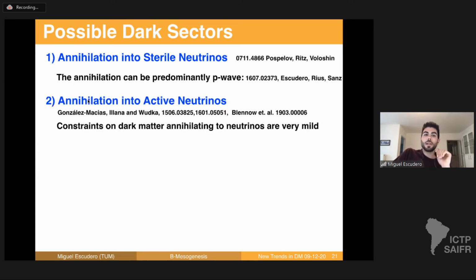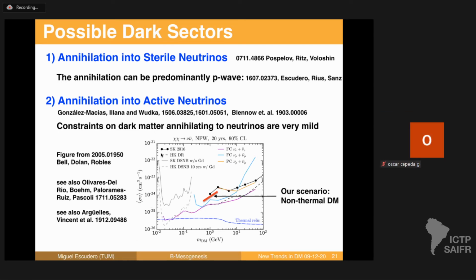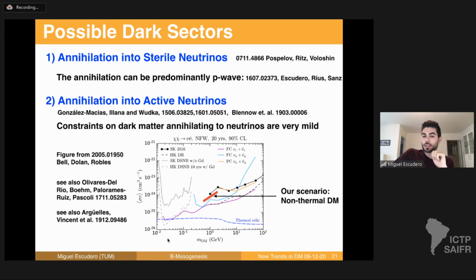The second possibility is to annihilate into active neutrinos, because the constraints on dark matter annihilating to active neutrinos are very mild, or maybe, let's say, milder. And this may connect with the next talk by Sergio. Essentially, I'm showing here the same parameter space as before, but now annihilation only into active neutrinos. Here on the y-axis is the annihilation cross-section, and this is the dark matter mass. This is a plot that I took from this paper by Bell and collaborators.